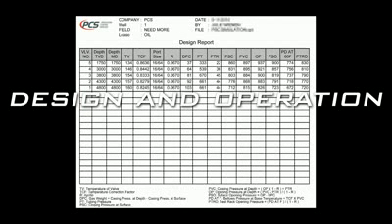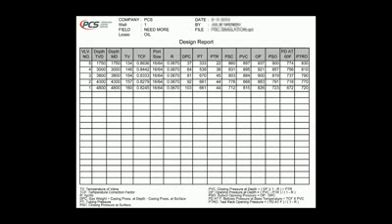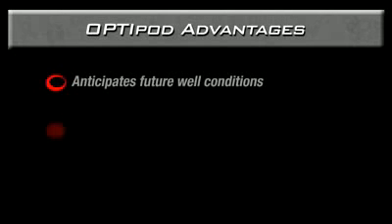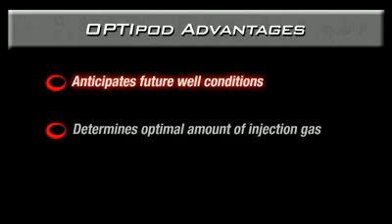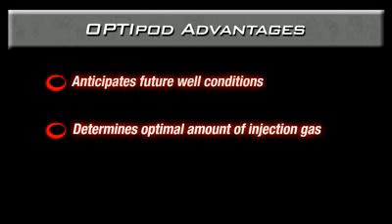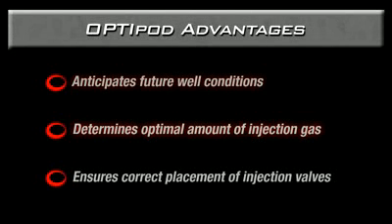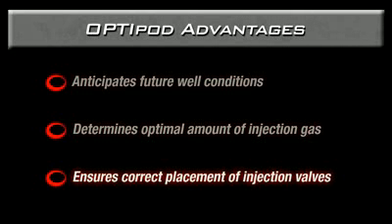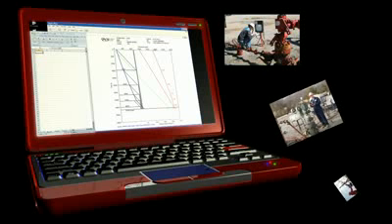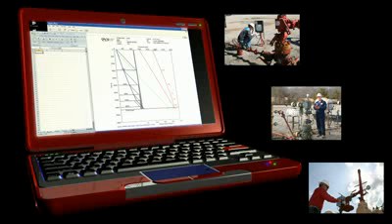Installation of the OptiFlow gas lift system begins with a carefully engineered design customized for your well specifications. Our OptiPod software uses both existing and anticipated well characteristics to determine the optimal amount of injection gas needed to deliver fluids to the surface, as well as the correct placement of the injection valves based on pressure calculations. By adapting to both current and future well conditions, the OptiFlow gas lift system ensures optimal production throughout the life of the well.